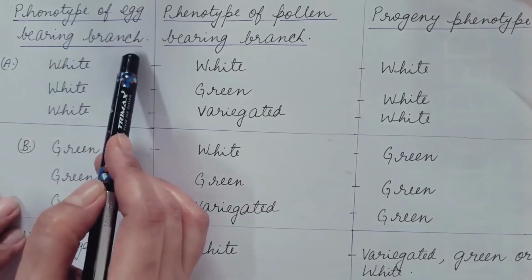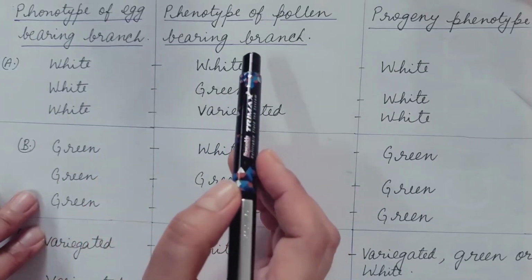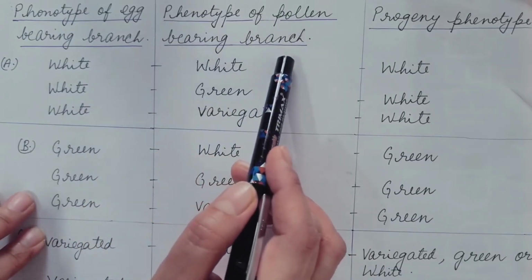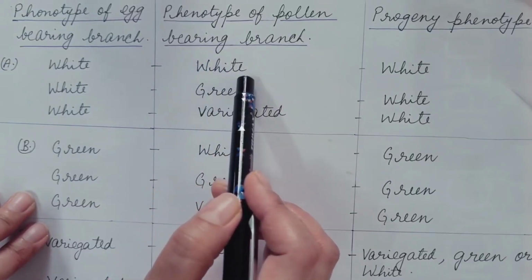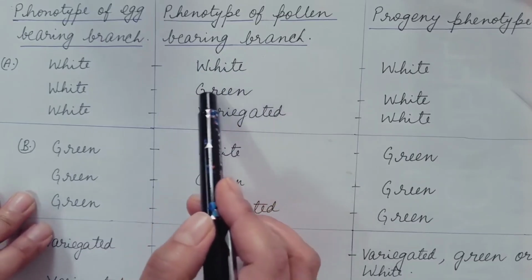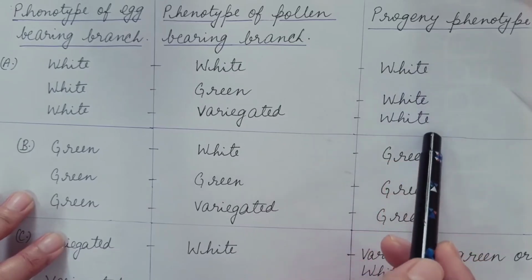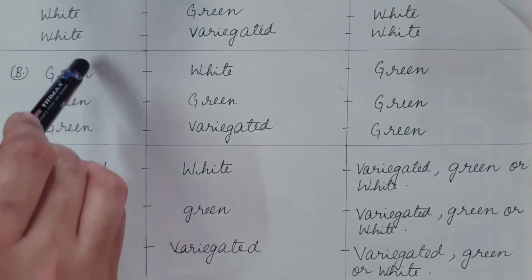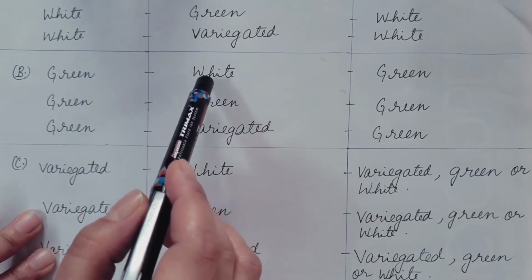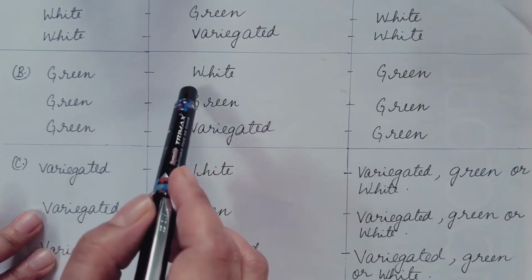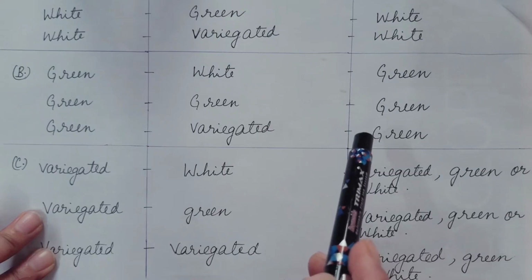Phenotype of the egg bearing branch. If the phenotype of the egg bearing branch is white, and it is pollinated by pollen coming from the white branch, the green branch or the variegated branch, the phenotype of the progeny is always white. Similarly, if the phenotype of the egg bearing branch is green and it is pollinated by pollen coming from any type of branch, white, green or variegated, then the phenotype of the progeny is green.